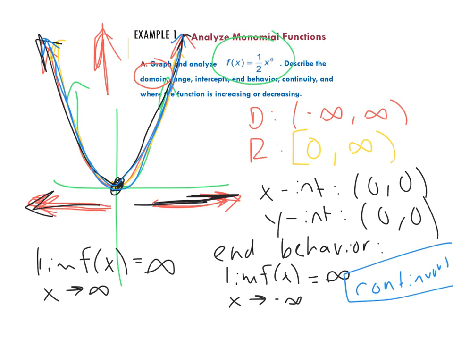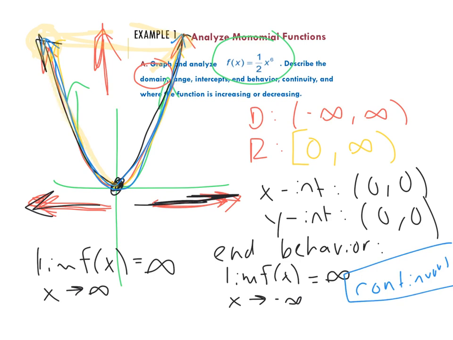If you look, we're going to go to the highlighter here. Whenever you're looking for increasing and decreasing, you always want to read your graph left to right. I cannot stress that enough. Read your graph left to right, just as you would a book. So if we look at our graph going left to right, starting here, the graph is going down all the way until it gets to here.